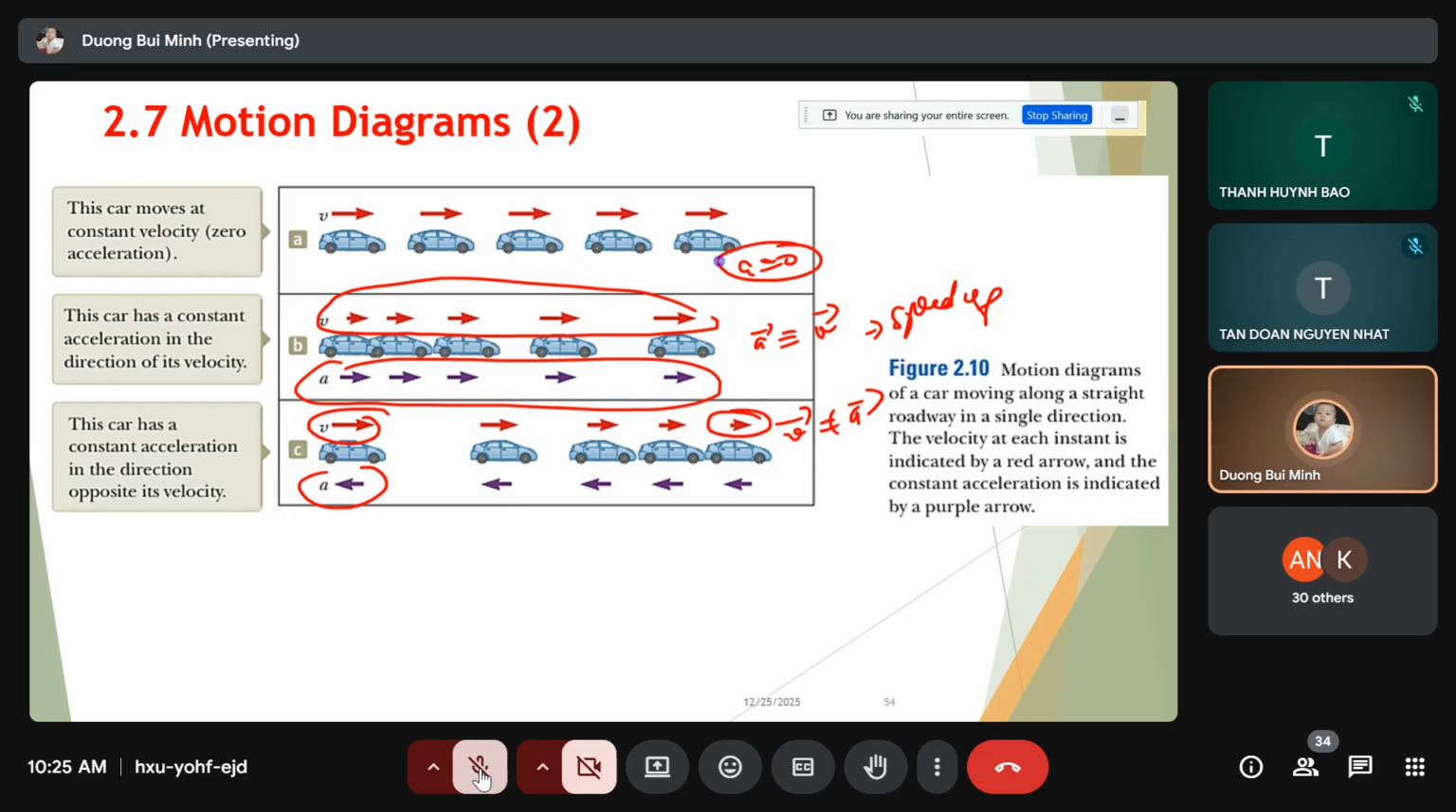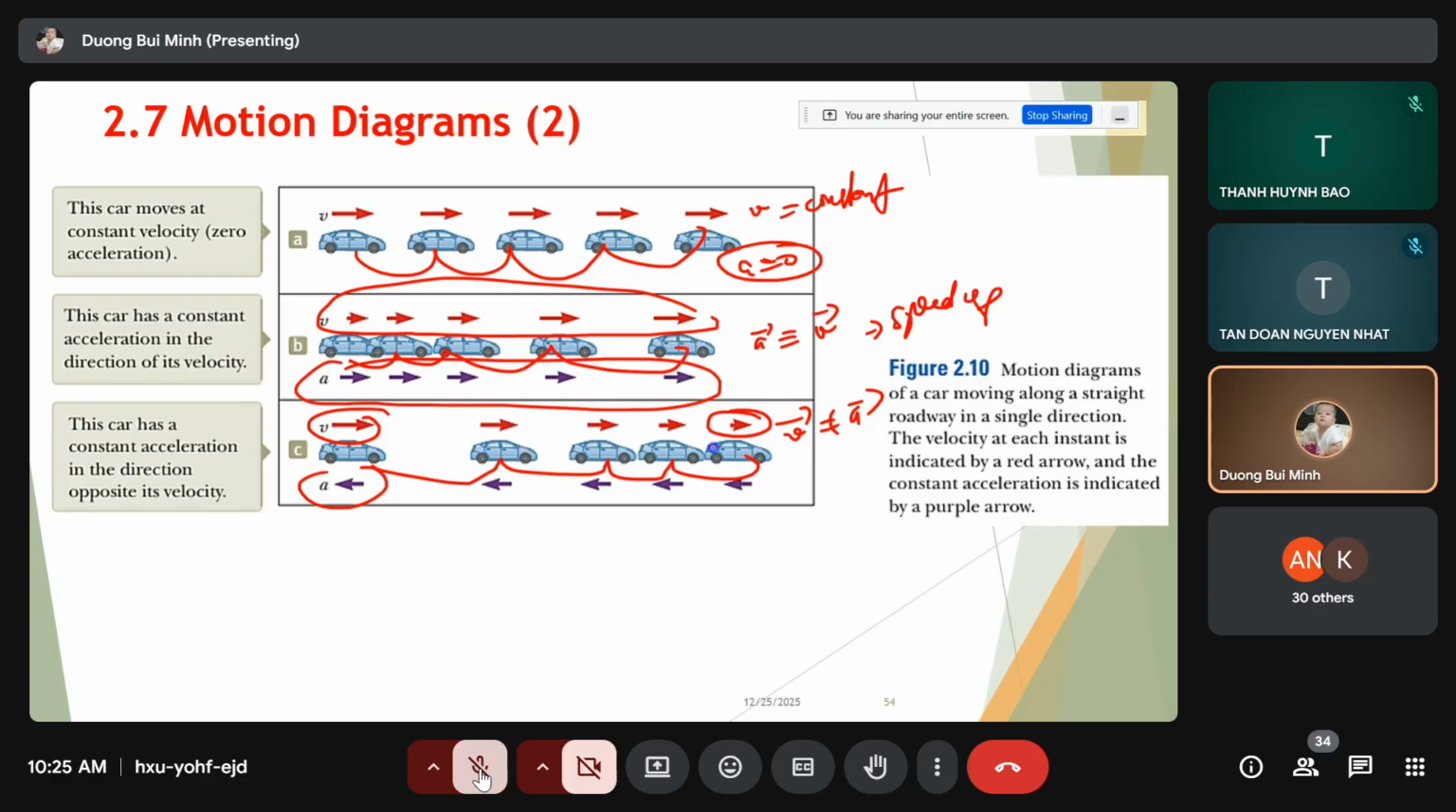If a is zero, it means the velocity is constant. The distances are equal, right? Because a is zero. Now speed up, so the distance increases. This is speed down, distance decreases.